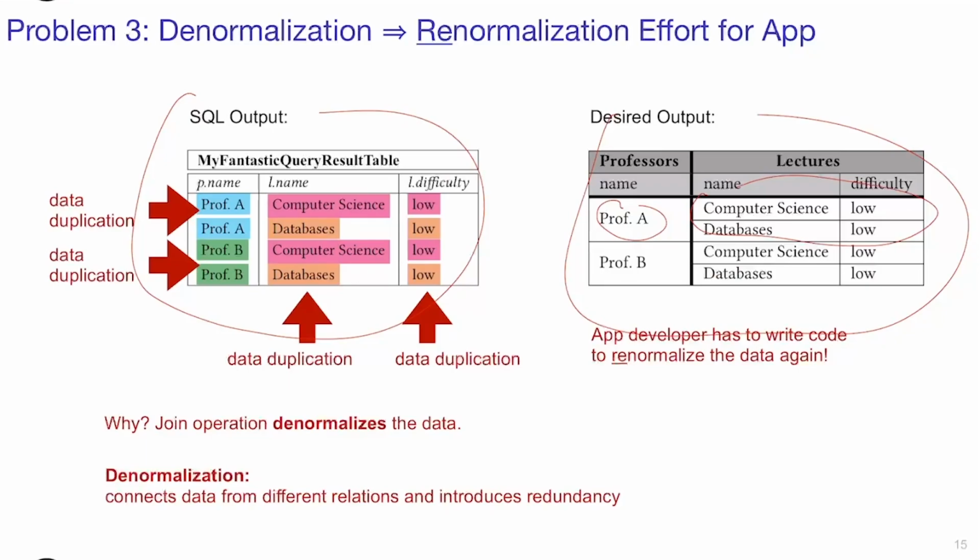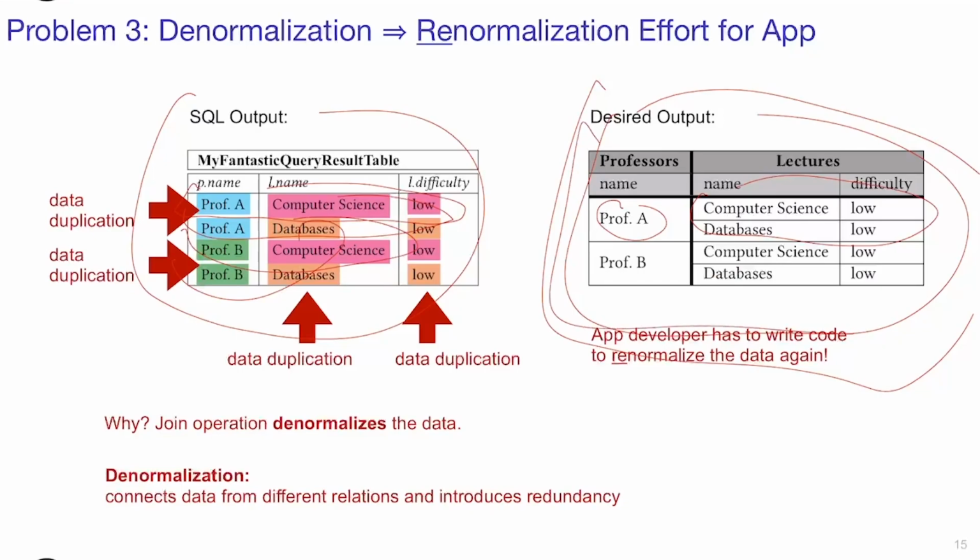From the SQL result, I get this flat representation, one tuple, one tuple, one tuple, one tuple. That doesn't match what I want to have. So I have to provide some code in the application, as the application developer, to get back to the display that I actually want to have. So that's an additional coding effort, and of course, it's also a point where you can introduce bugs.